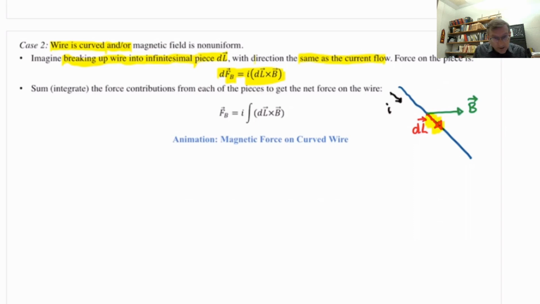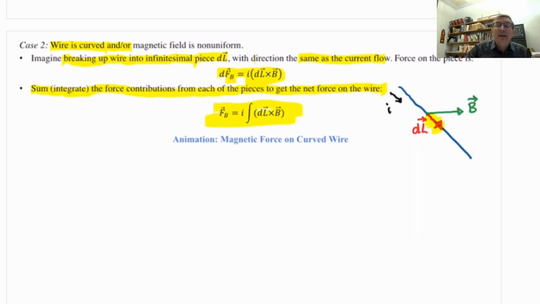And then what you've got to do is that same thing for every little piece, get the force on each little piece, and add them all up, but they're all vectors, right? So you've got to sum, which means integrate the force contributions from each of the pieces to get the net force. There it is. You have to do an integral. You can bring the I out front because I'm assuming the I is the same at every location in the wire. So I have to do the integral of dl cross B.